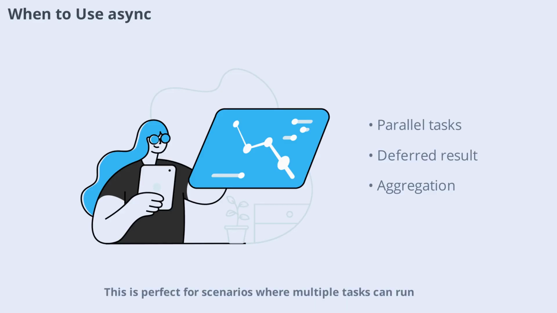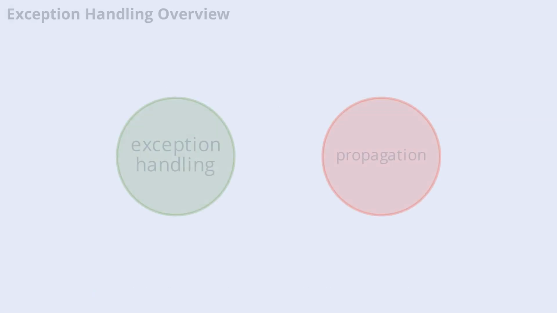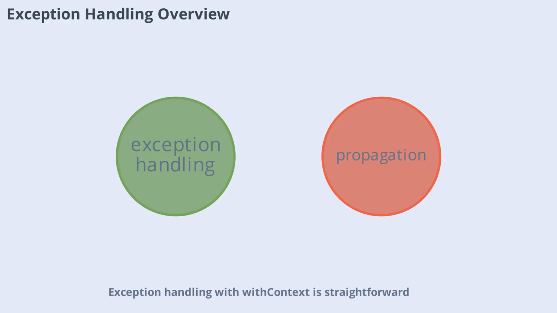This is perfect for scenarios where multiple tasks can run in parallel and their results are needed for further processing. Exception handling with withContext is straightforward. Exceptions are automatically propagated to the parent coroutine, ensuring proper handling and maintaining structured concurrency. You can use try-catch within withContext to manage exceptions locally or handle them globally in the parent coroutine. This flexibility allows for robust error management in complex workflows.